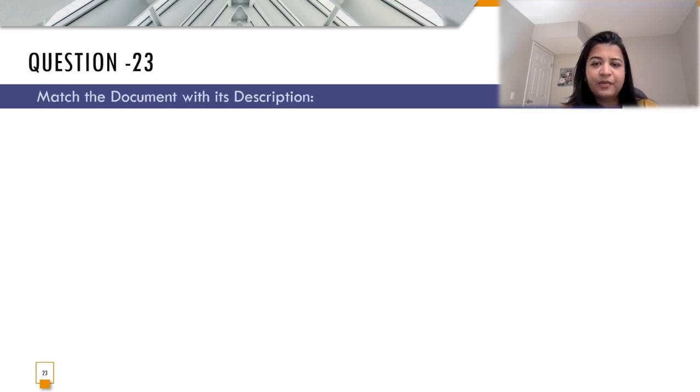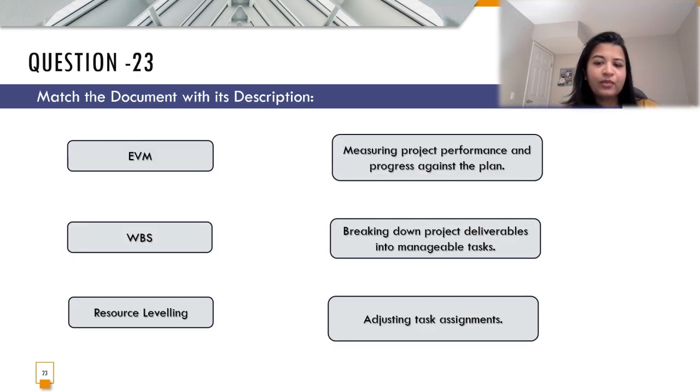In question number 23, let us match the document with its descriptions. So I have EVM, which is the earned value management, WBS, the work breakdown structure, and resource leveling, which is to manage the number of tasks that are assigned to each resource or each person assigned on the project. So for resource leveling, I can map it with adjusting the task assignments, that is, to make sure that no person is burdened with more work while somebody is just sitting and doing nothing. So that's where I'll do resource leveling.